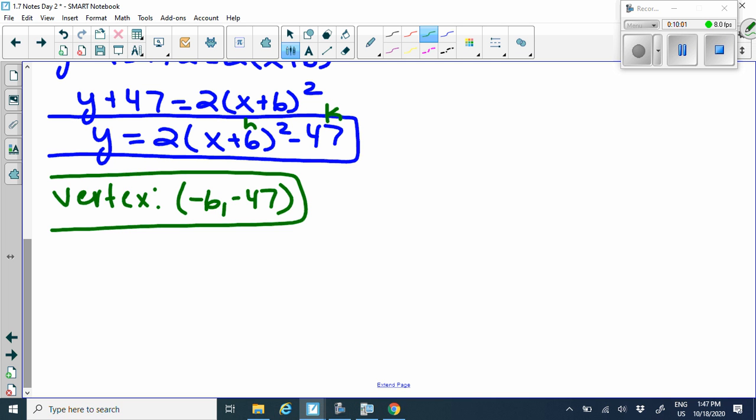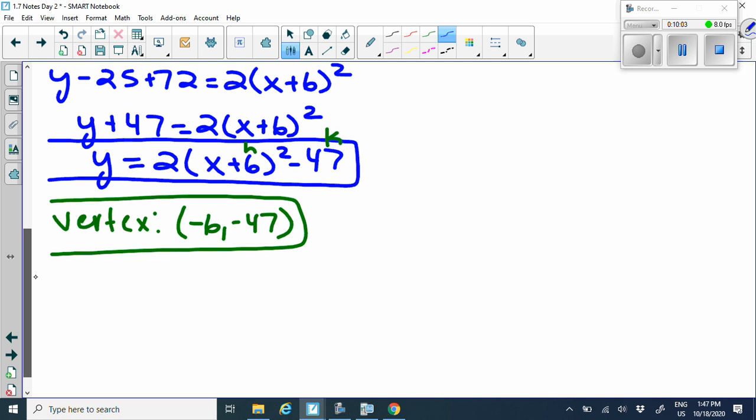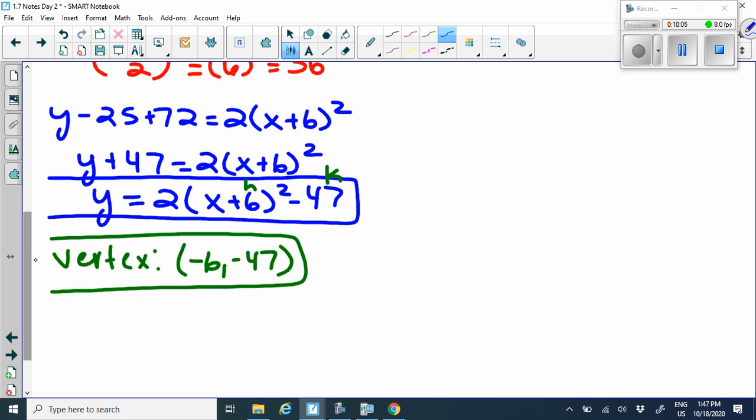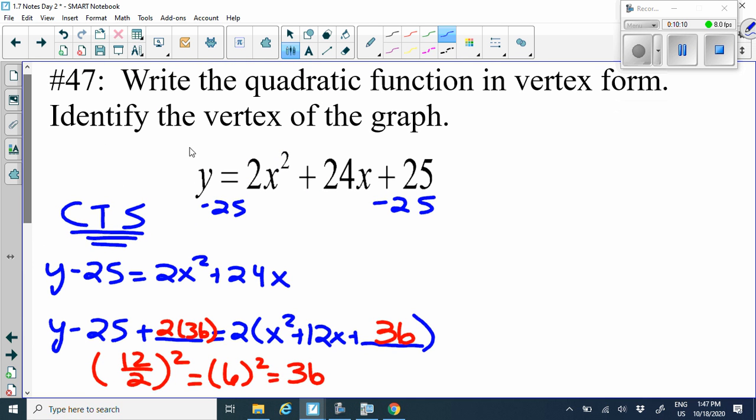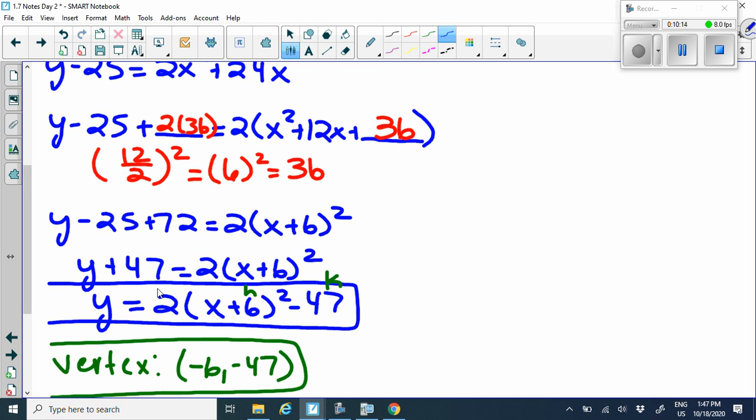Okay, now let's try completing the square, or sorry, we already did that. Let's try axis of symmetry. Now, one thing I want to note, remember that our a value on the standard form was 2. That was our a value. We had to keep that. And notice our a value in vertex form is exactly the same. That is what should happen.